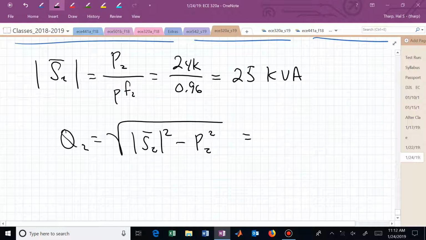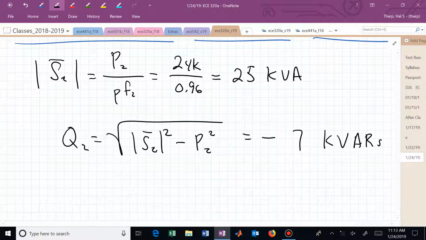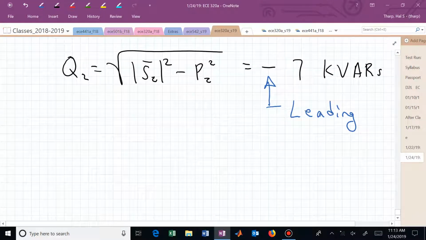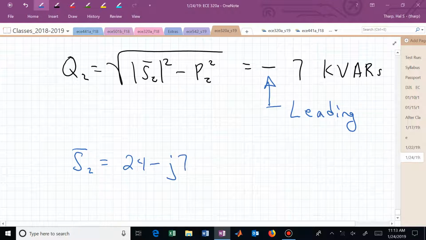That will give us a positive number, or we could say this is plus or minus the square root, and what we want to do is actually take the minus, because we know Q sub 2 was giving rise to a leading reactive component. So that sign of minus is because we were told our power factor was leading. So now we have S sub 2 is 24 minus j7 kVA.